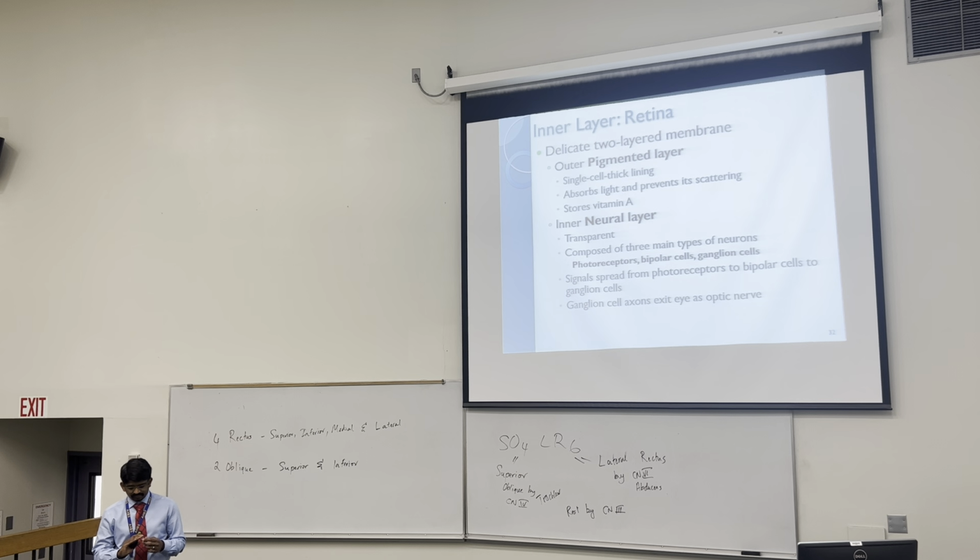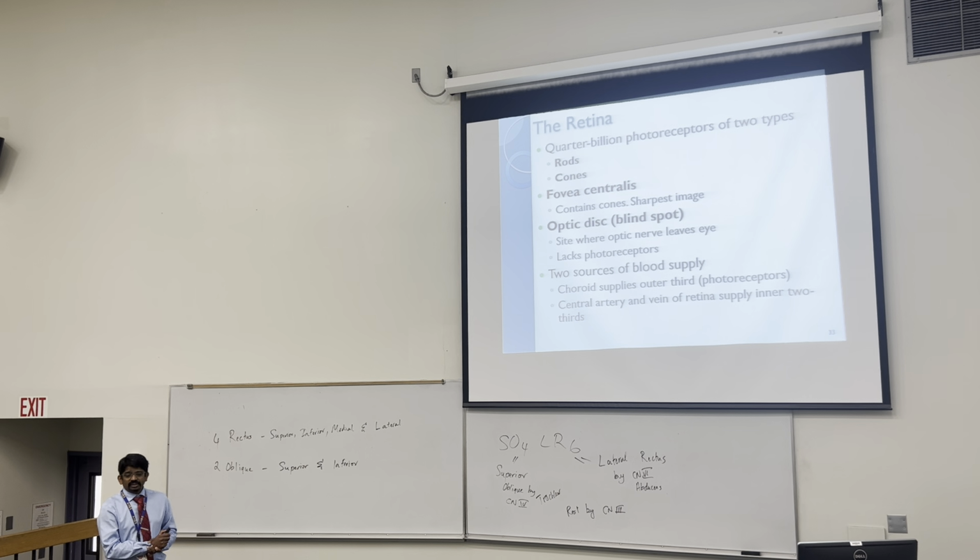Is it a cranial nerve? What number? 2. So it's going to take what type of information? Visual sense information. Right? So it's going to take visual sense information from the retina back out. We'll talk a little bit more about this.